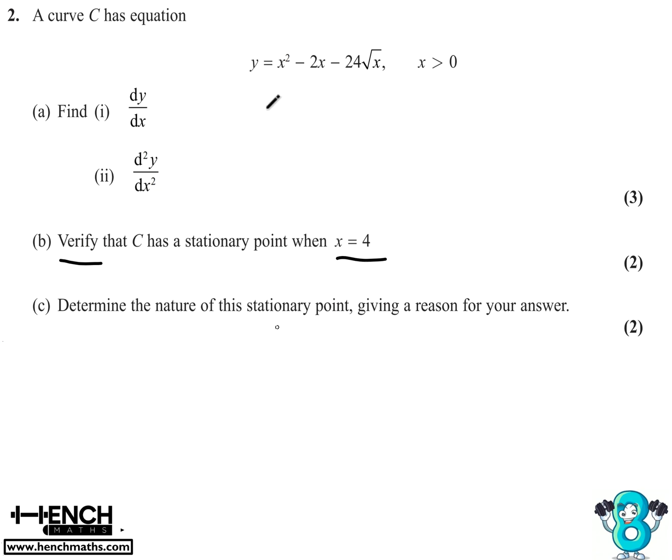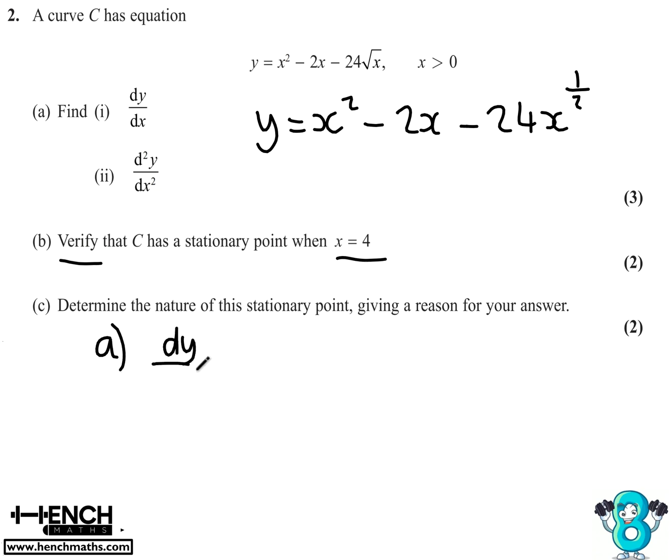So this is all differentiation. First of all, I'm just going to rewrite it. So y equals x squared subtract 2x subtract 24x to the power of a half. So part A. We differentiate this. x squared will differentiate to 2x. Negative 2x will differentiate to negative 2. And multiply by the power, so we're going to get negative 12x. Now subtract 1 from a half. Get to the power of negative half.